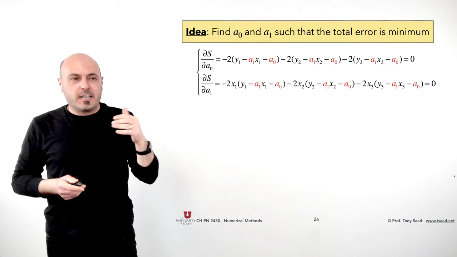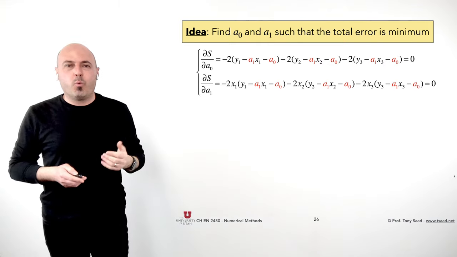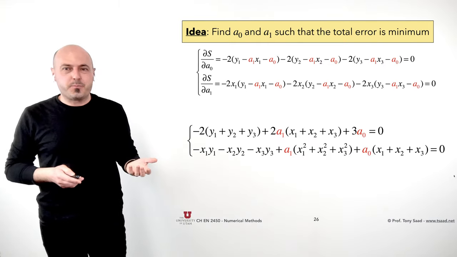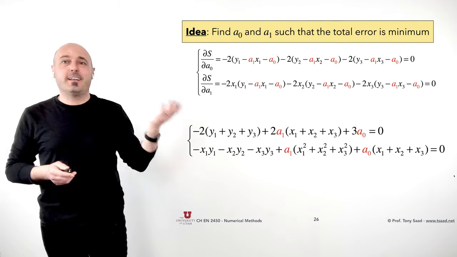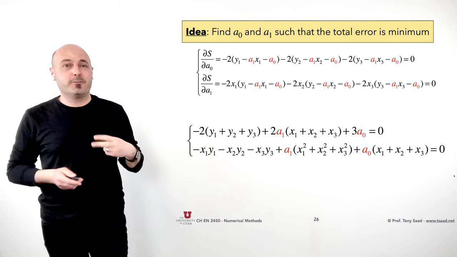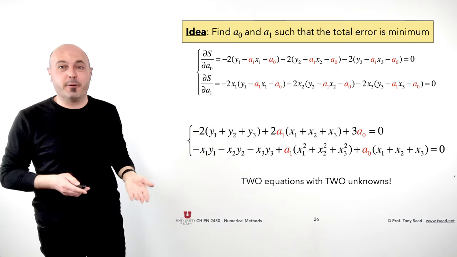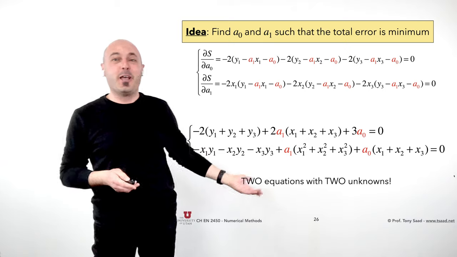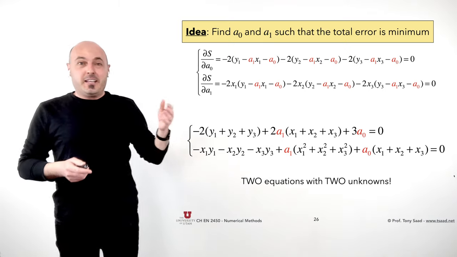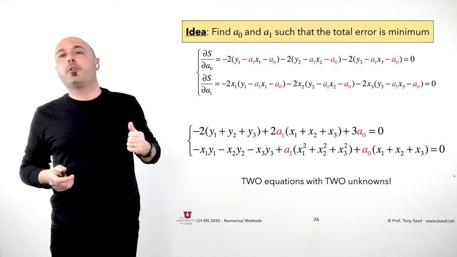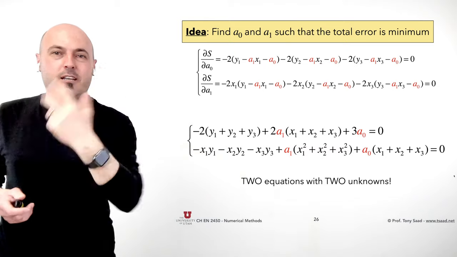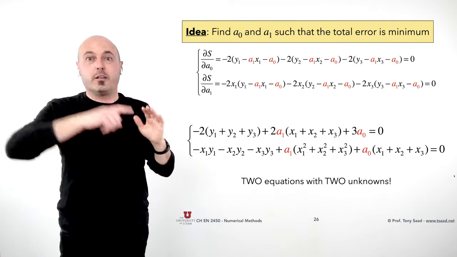Now, if you are seeing ahead, what are we looking at over here? We're looking for a naught and a one. Those are two unknowns, and we need two equations. And guess what? We have those two equations, right? Those are two equations with two unknowns. Contrast that to saying you're going to fit a straight line with three points. You're going to do an interpolant.